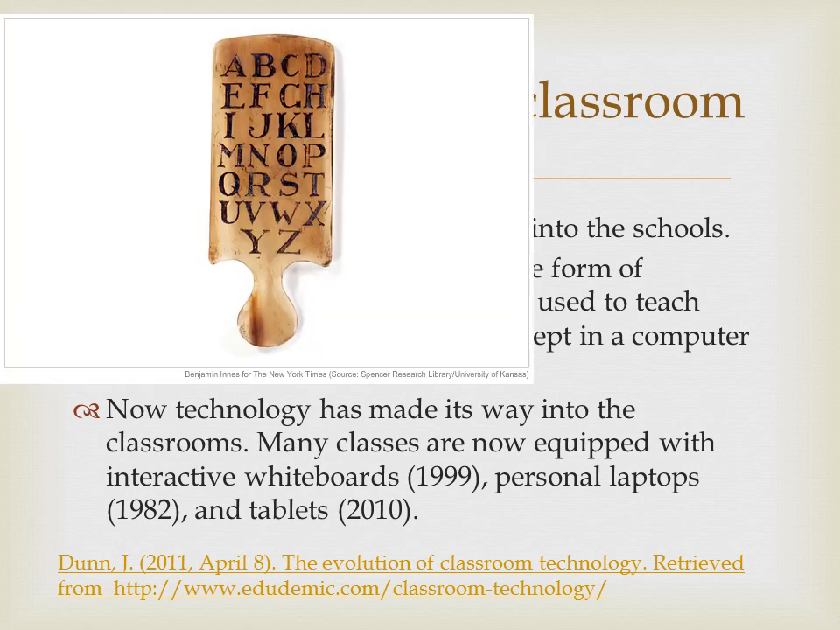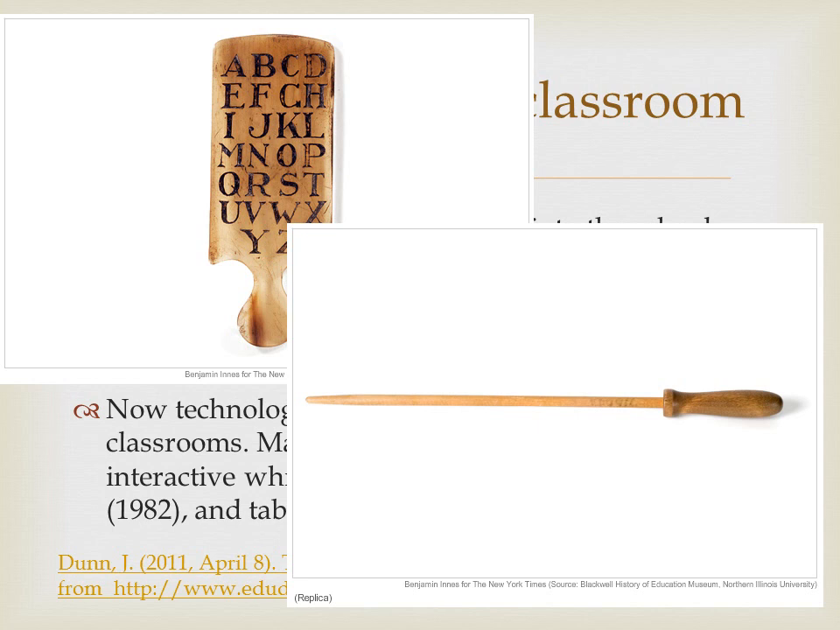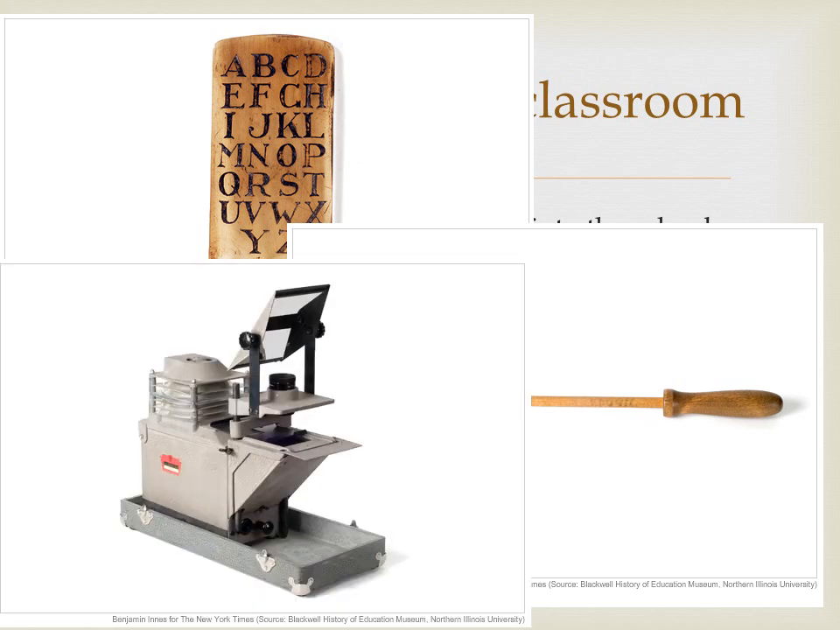Some old types of technology we would include this paddle. On one side would have the alphabet, on the other side they would write down the lessons. This next one is called a ferule, and it was used to point or punish students who were not paying attention in class. Not allowed to use that anymore.